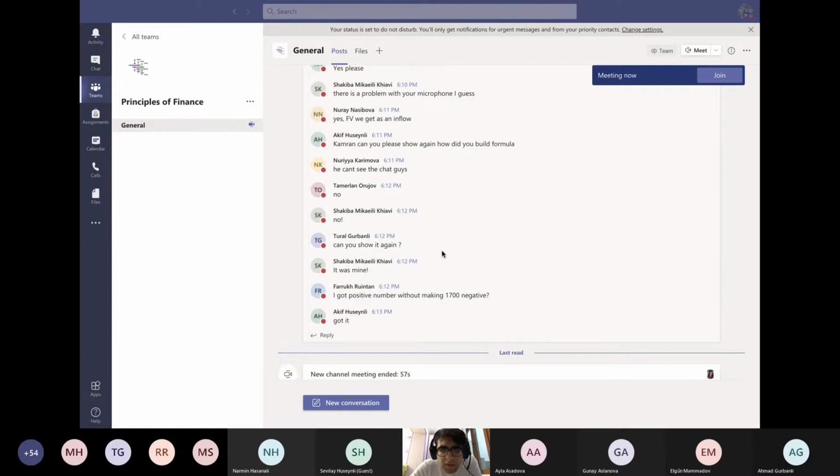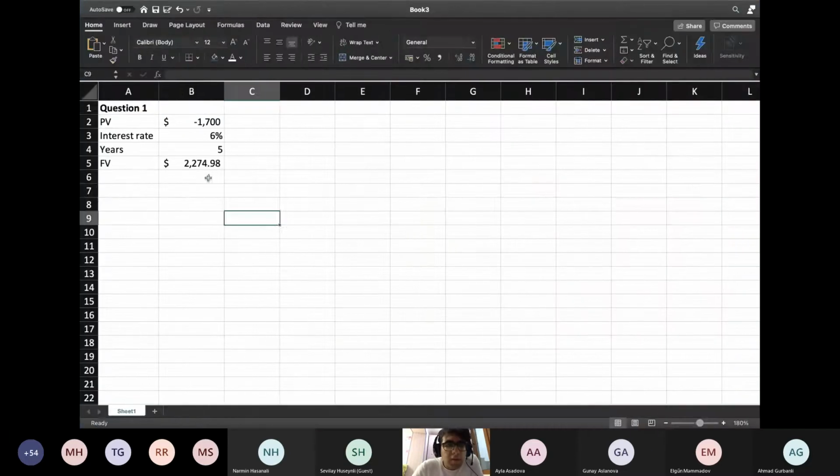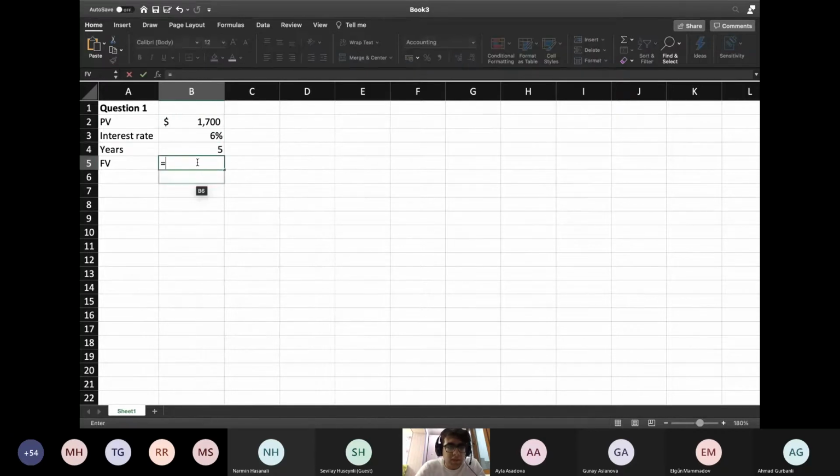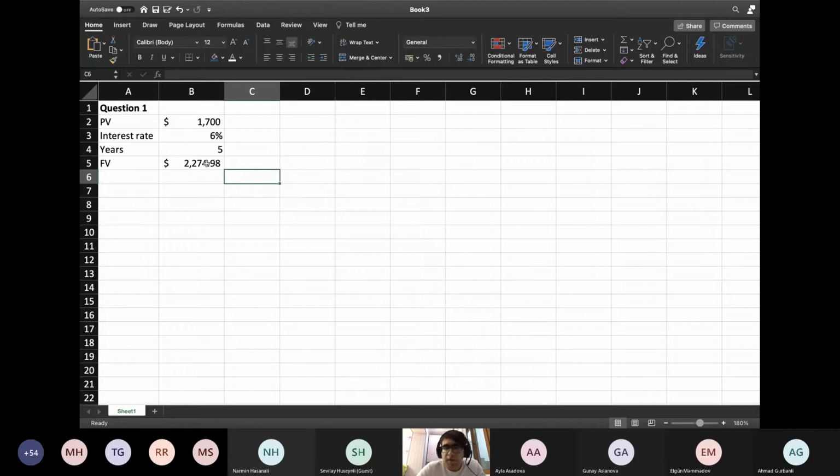Farooq says, I got a positive number without making it negative, how did you do it? Because Excel, if I'm not mistaken, should work on the basis of cash inflows and outflows. Maybe you calculated like that. For example, you put equal present value multiplied by 1 plus 6% to the power of 5. It will give you the positive. You can do it by a manual formula or Excel formula. It doesn't matter.